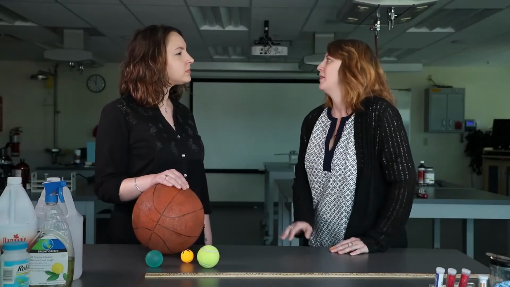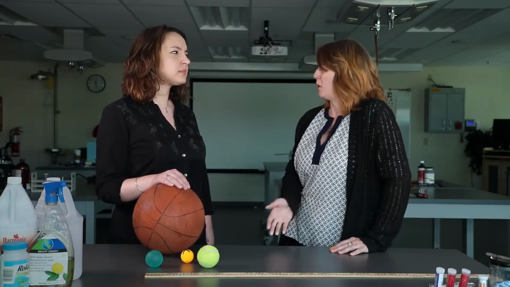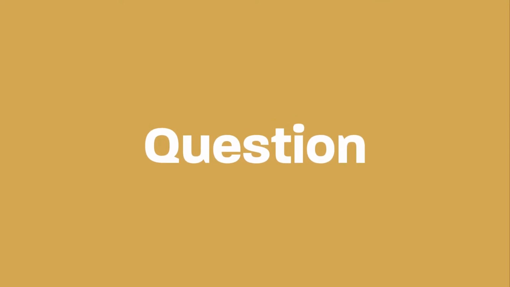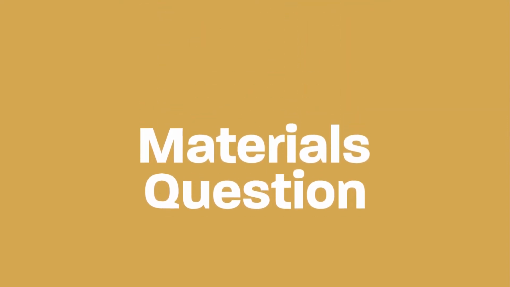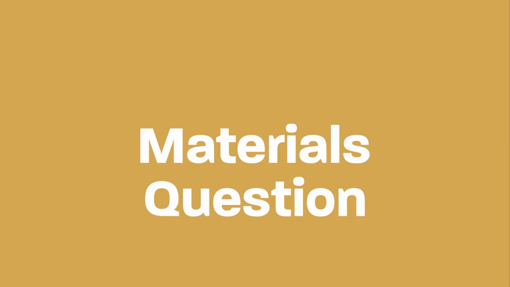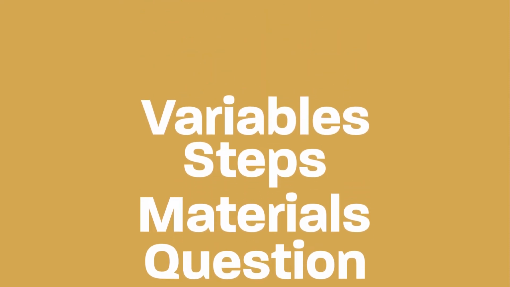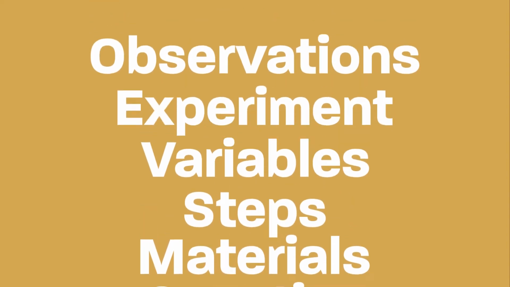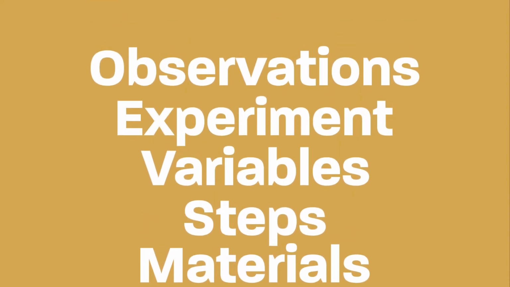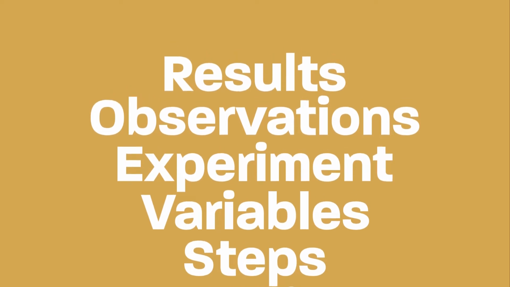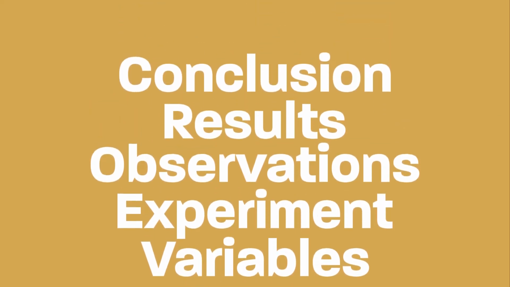Whoa, let me explain how this works. To do an experiment, you have to follow certain steps. Come up with a question you want to answer. Make a list of materials you will need. Think about the steps or procedure you will need to do the experiment. Write down all of your variables. Do the experiment and write down your observations. Next, study your results. And lastly, come up with a conclusion or find an answer for your question.